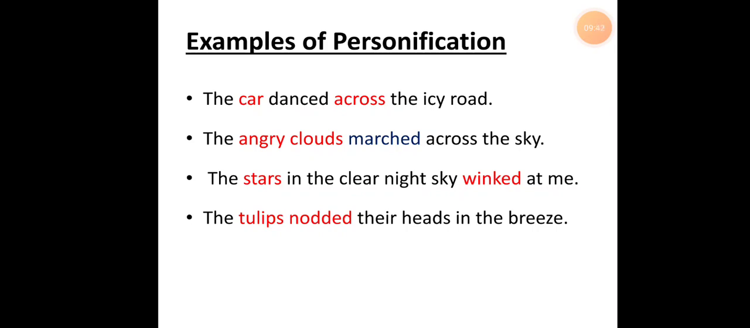Look at sentence number 4 and tell me where the personification is. The tulips nodded their heads in the breeze. Tulips are a type of flower, and they nodded their heads in that breeze. So where is the personification? Yes, the tulips, the flowers, nodded their heads as if they are human beings, bringing their heads down in front of the air. So these are simple examples of personification.